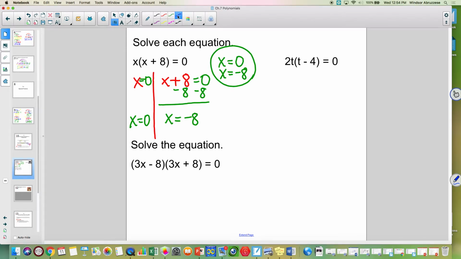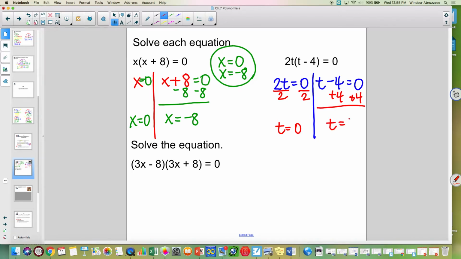Take a look at example number 2. I have two factors, 2t and t minus 4 equals 0. So I'm going to set both of them equal to 0 and solve. If I divide this side by 2, I'm left with t equals 0. And if I add 4 to this equation, I'm left with t equals 4. So my two roots are t equals 0 or 4. Again, sometimes they'll use t, but we know the x-intercepts are at 0 and 4.